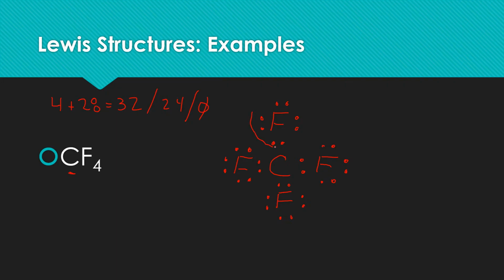So what do I have? This one's full. This one's full. This one's full. And then this one's full. And at the same time, my carbon in the middle also has 8 electrons around it. And this would be the Lewis structure for carbon tetrafluoride.